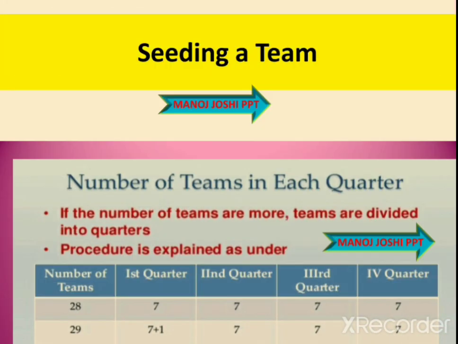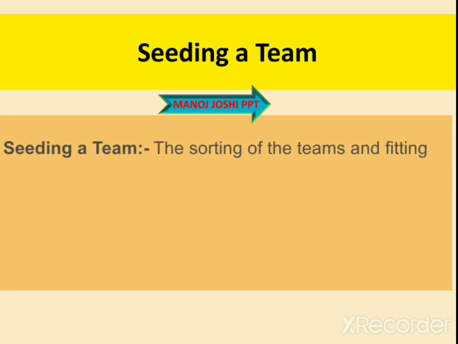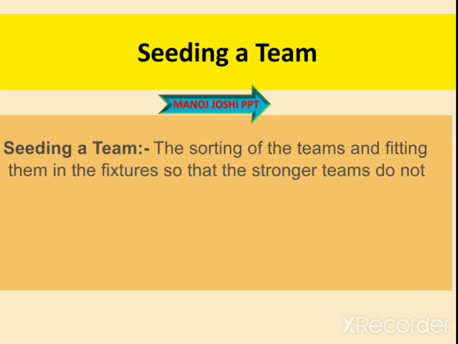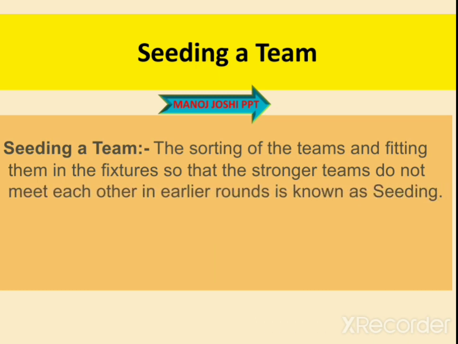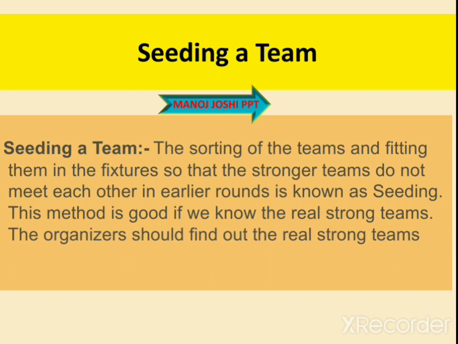Now we'll come to seeding a team, because sometimes there is a question to make a knockout fixture of a certain number of teams by giving byes and seeding the teams. So seeding a team means the sorting of teams and fitting them in the fixture so that the stronger teams do not meet each other in earlier rounds. This is known as seeding.